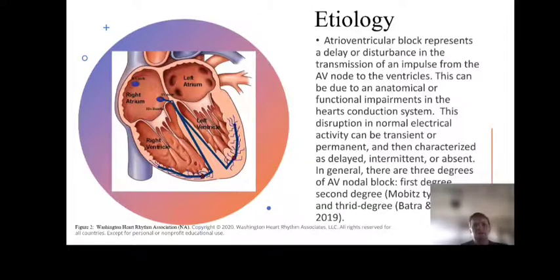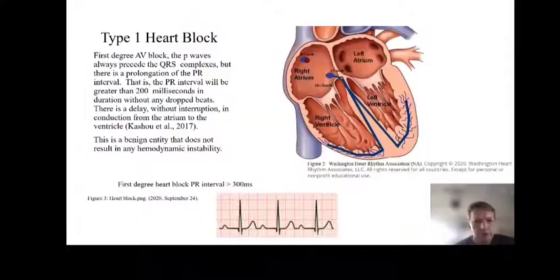Etiology: AV block represents a delay or disturbance in the transmission of an impulse from the AV node to the ventricles. This can be due to anatomical or functional impairments in the heart conduction system. This disruption in normal electrical activity can be transient or permanent, and is characterized as delayed, intermittent, or absent. In general, there are 3 degrees of AV nodal block: first degree, second degree, and third degree, which is sometimes known as complete heart block.